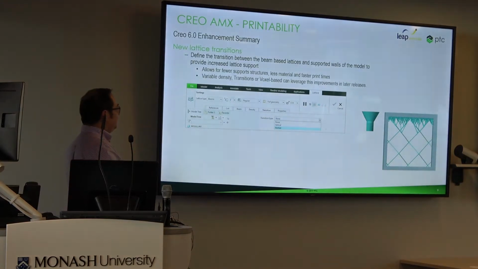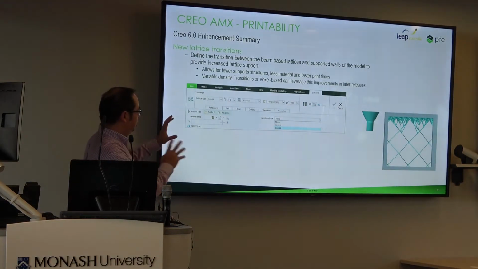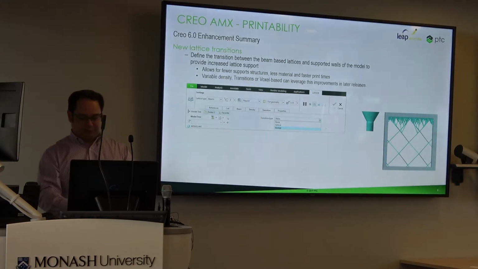Some new options for transitions. So basically if you're dealing with supported walls, how we can handle the transition of that while we're printing to give better support.